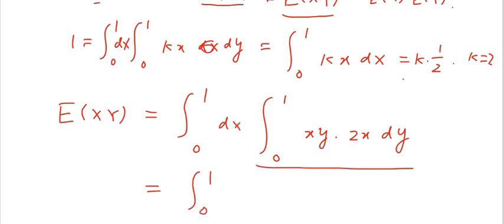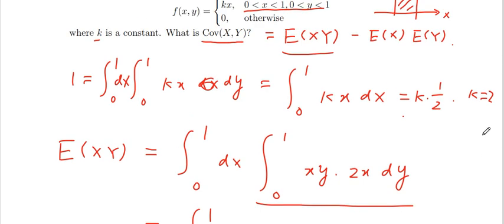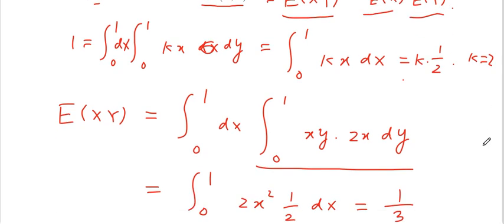So we just integrate out y first. Here all those x are constant. So constant 2x squared, and y dy is half. So it becomes x squared dx, and x squared dx gives 1/3. Then just use this without integration. So find E[X], find E[Y], then you can find the covariance.